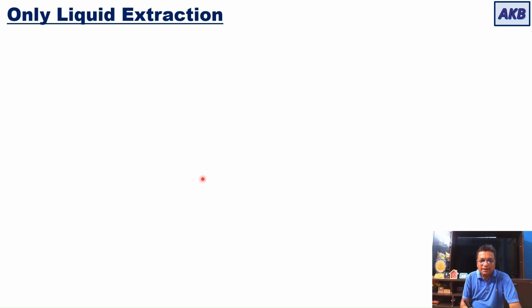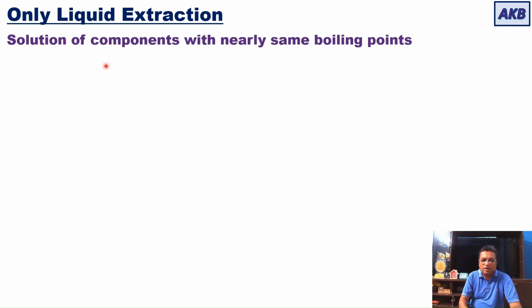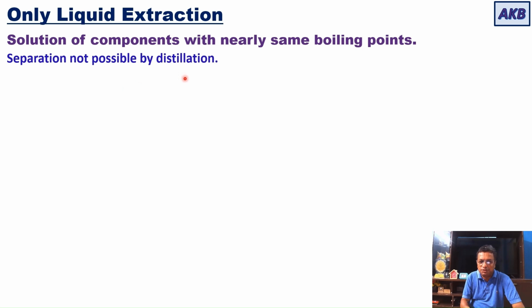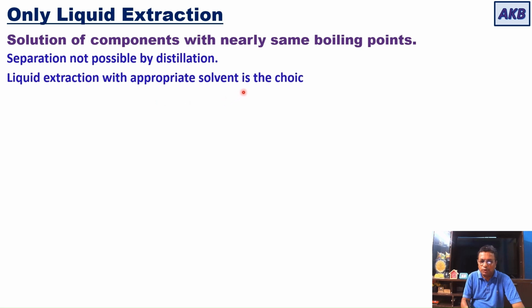Now let us understand a few examples where you can use only liquid extraction. No other separation method can be used. Which are these examples? For example, when you have a solution of components with nearly the same boiling points, you cannot use distillation, because separation will never be achieved in that case, as the components will be having nearly the same boiling points. So separation is not possible by distillation, but liquid extraction can be used with an appropriate solvent.